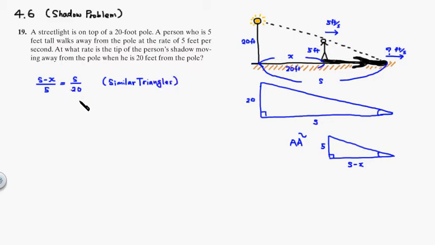So we got an equation, and I'm going to simplify this. I don't like fractions, so I'm going to multiply by 20. Actually, sorry, you have to multiply by 4. So it's going to be 4s minus 4x, sorry about that, and that is equal to s.